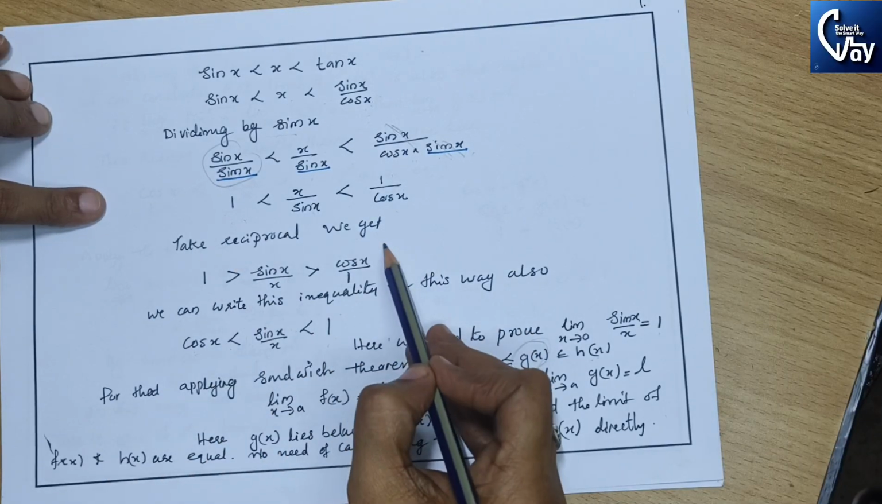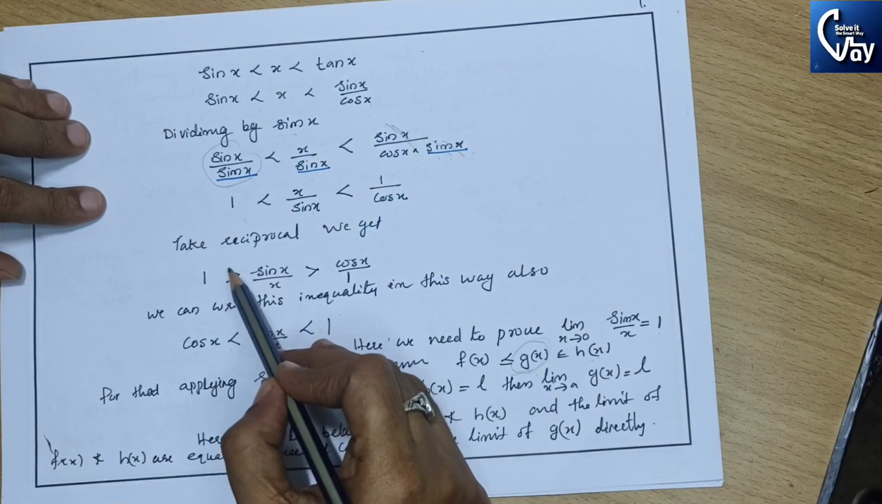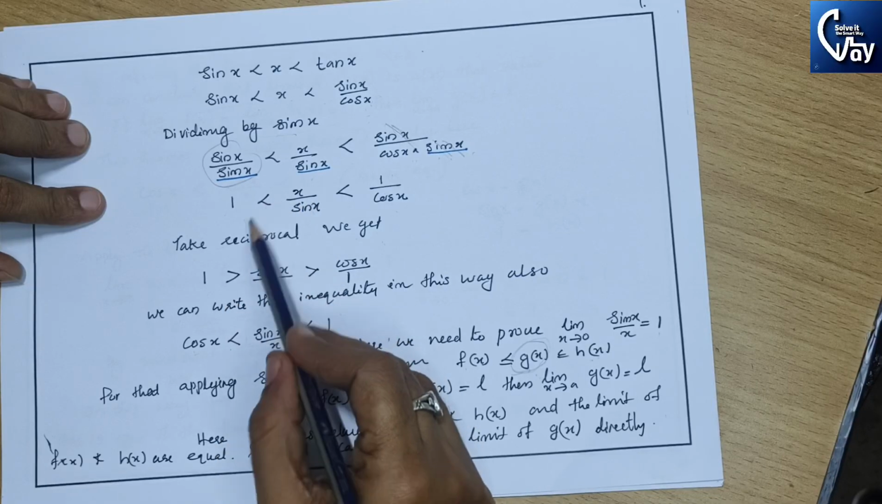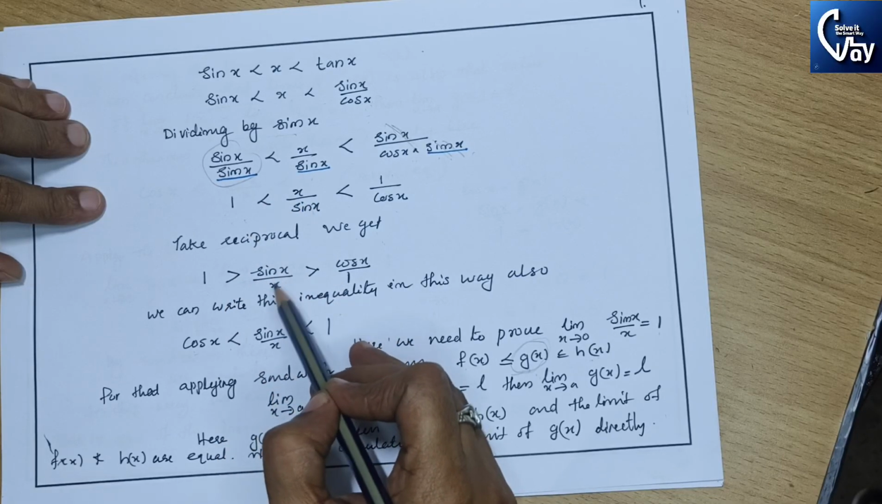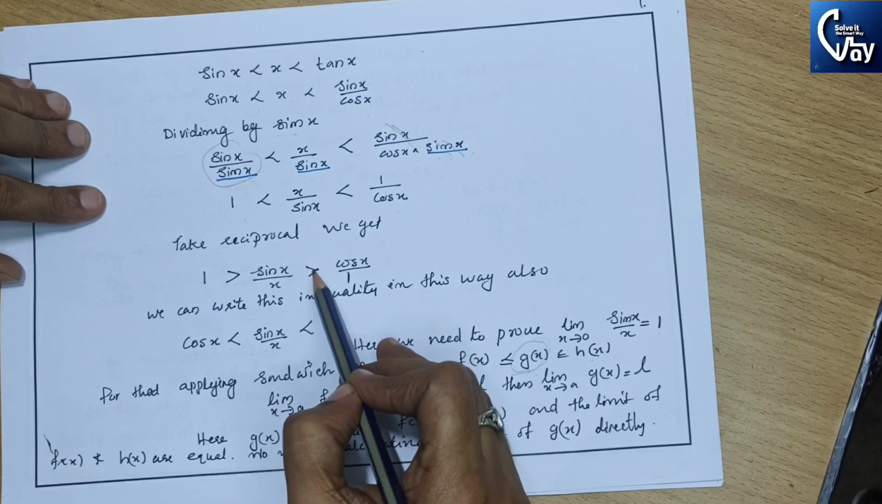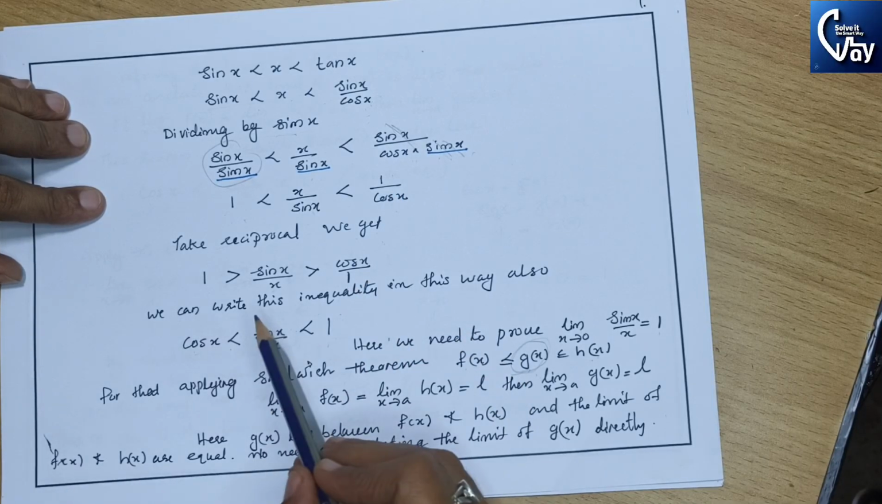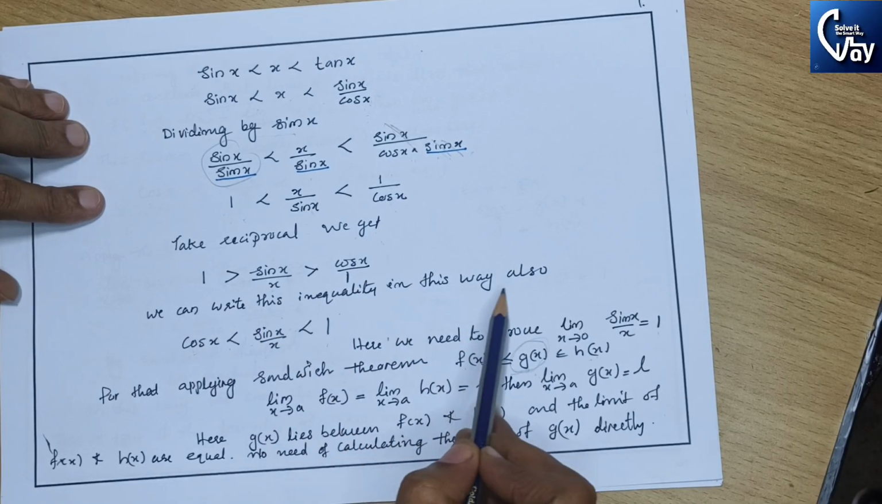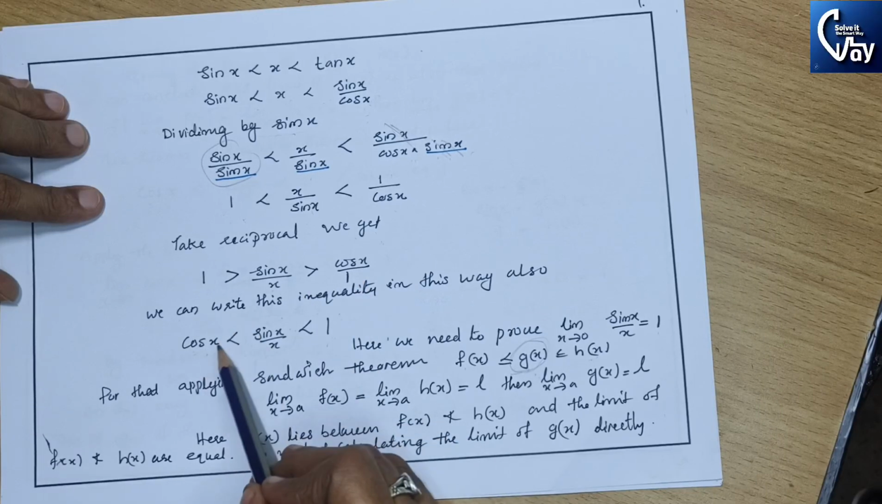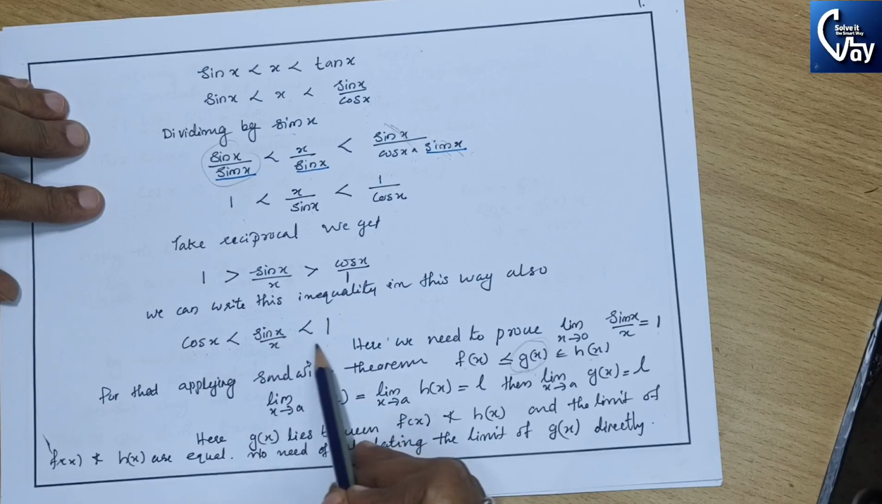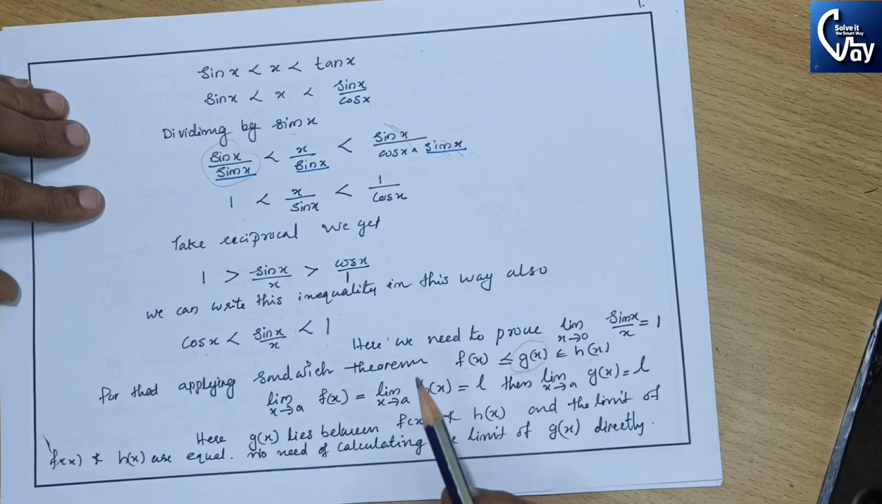Now take the reciprocal. We get 1 greater than, when we take the reciprocal the inequality will change, sin x by x greater than cos x by 1. Then we can write the inequality in this way also: cos x less than sin x by x less than 1.